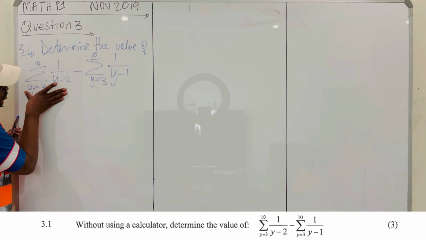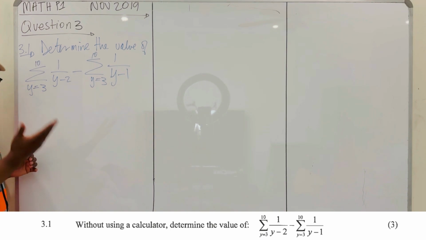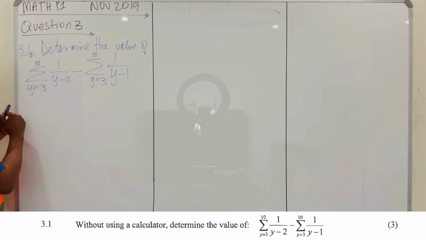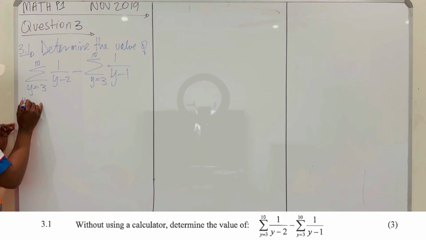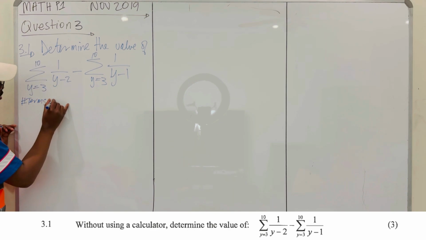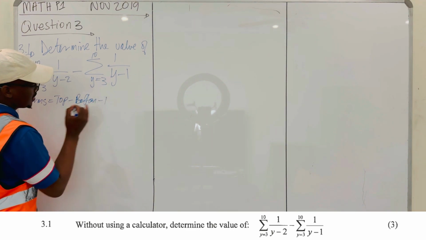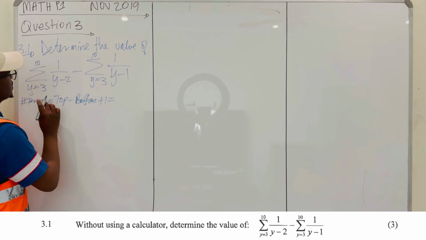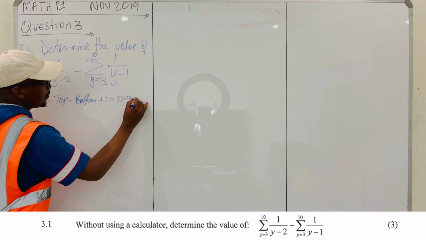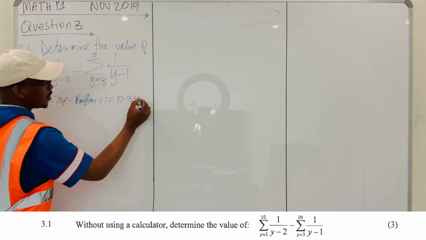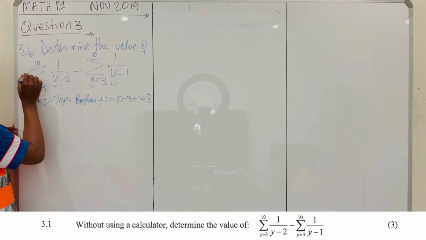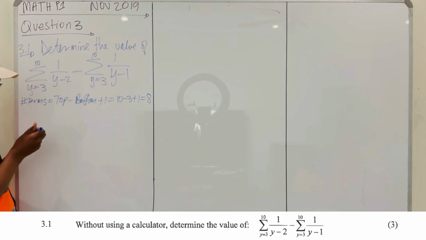Let's find the value of this sum on its own and the value of this one on its own, and then find the difference between them. So how many terms are here? The number of terms is equal to the top number minus the bottom number plus 1, which is 10 minus 3 plus 1. 10 minus 3 is 7, plus 1, so there are 8 terms here. There are 8 terms here as well, because they have the same top and bottom. So there are 8 terms in both of them.